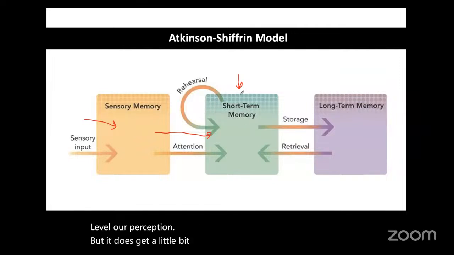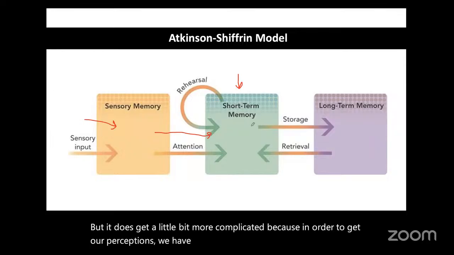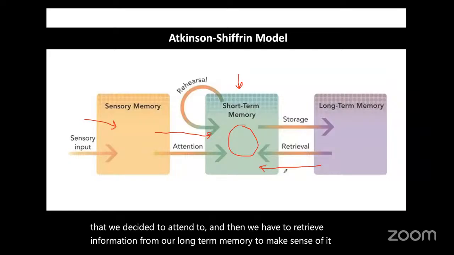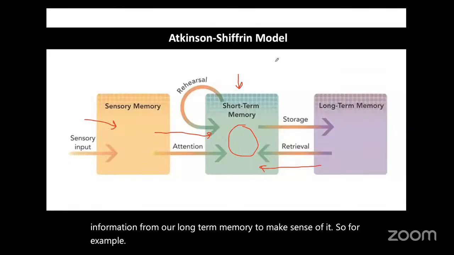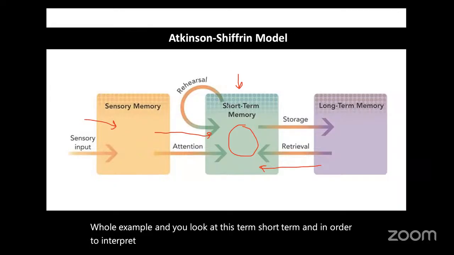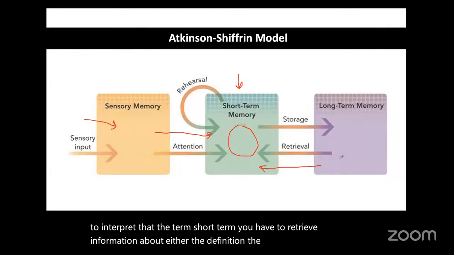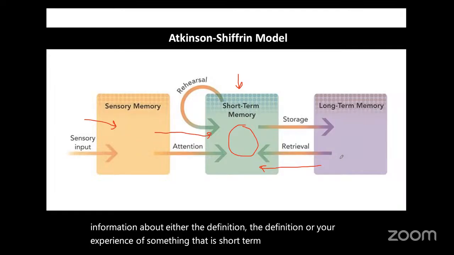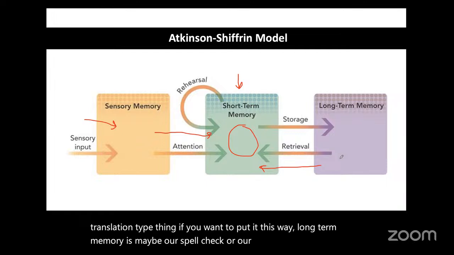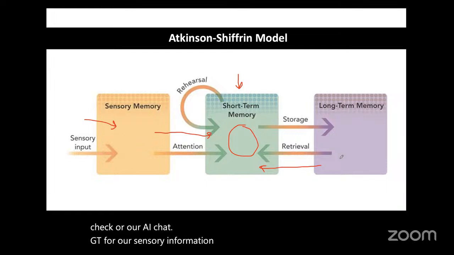But it does get a little bit more complicated because in order to get our perceptions, we have to take all this new sensory information that we decided to attend to, and then we have to retrieve information from our long-term memory to make sense of it. So, for example, when you're looking at this graph, a very simple example, you look at the term short term. In order to interpret the term short term, you have to retrieve information about either the definition or your experience of something that is short term. Kind of a translation type thing. If you want to put it this way, long-term memory is maybe our spell check or our AI ChatGPT for the sensory information that we're choosing to pay attention to.